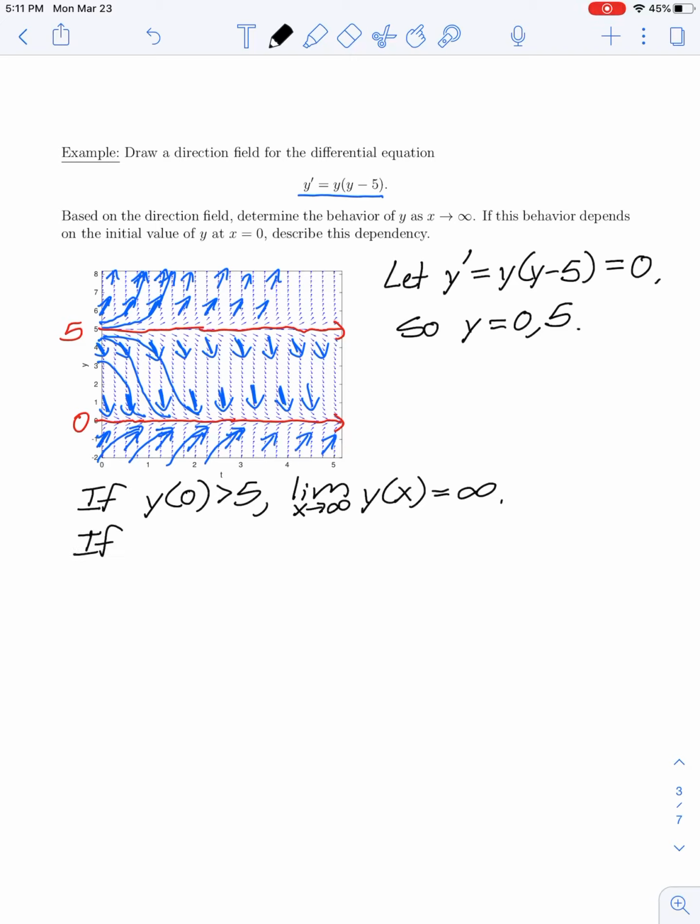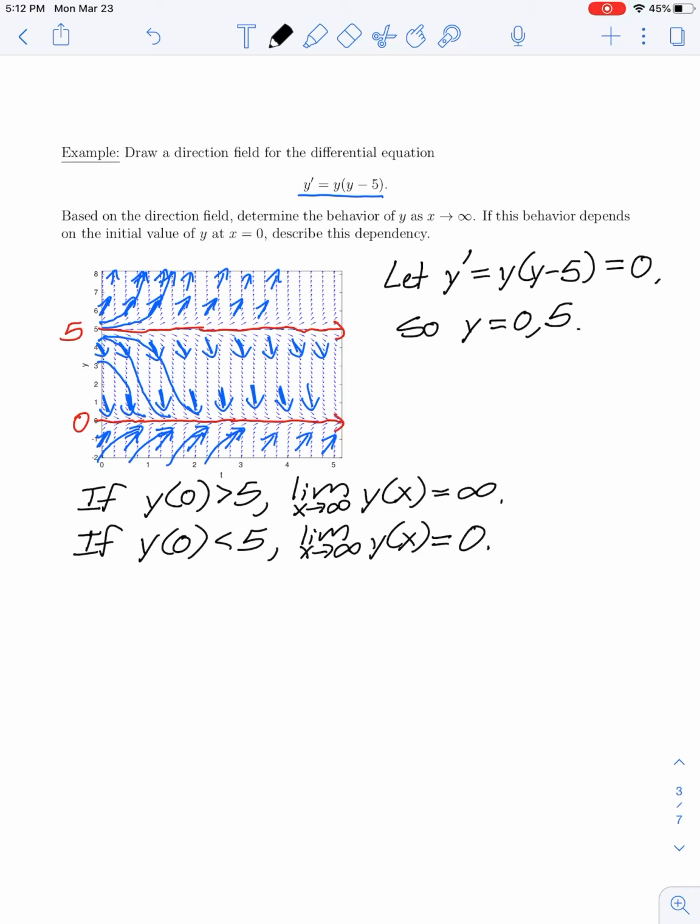Whereas if y of 0 is anything less than 5, we're seeing our solutions appear to move towards 0. They're closing in on that smaller of my equilibrium solutions.